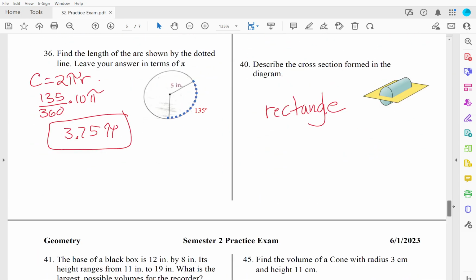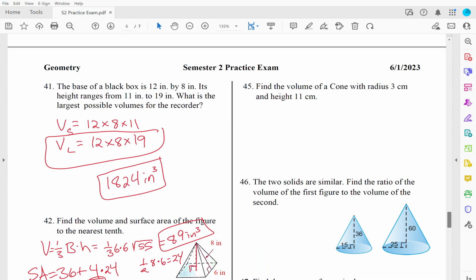Alright, we're going to go to the top of this one. We're finding the volume of a cone.